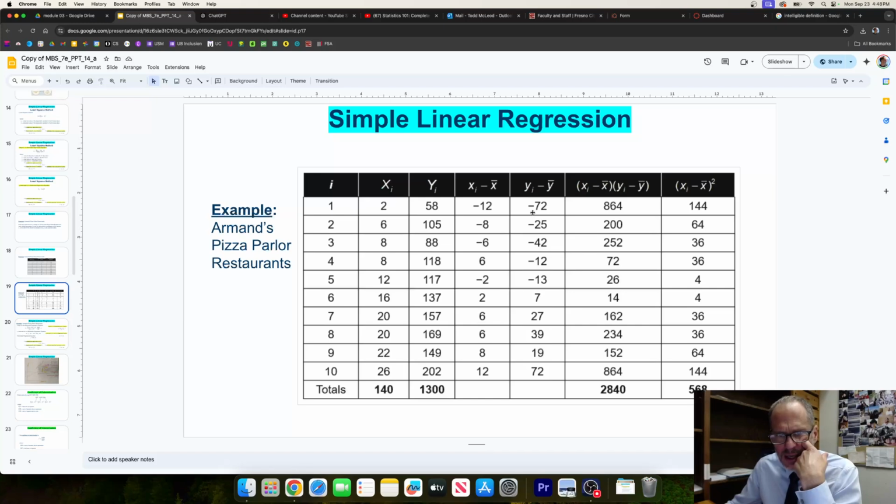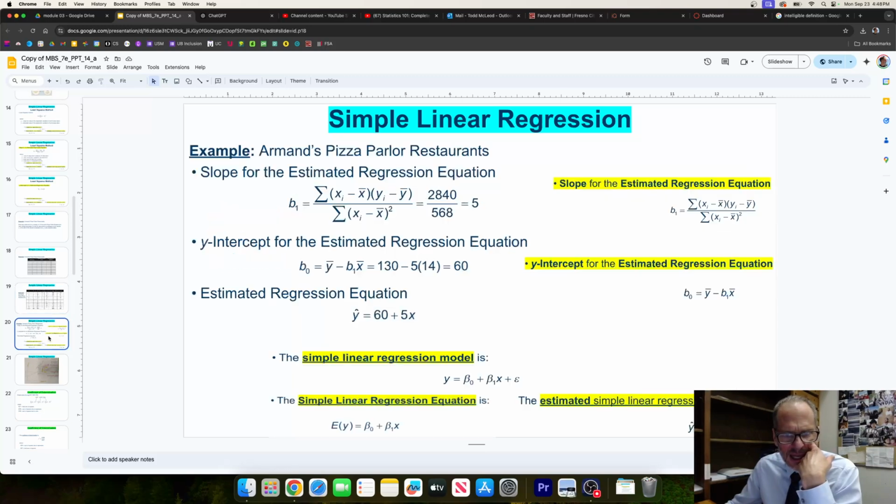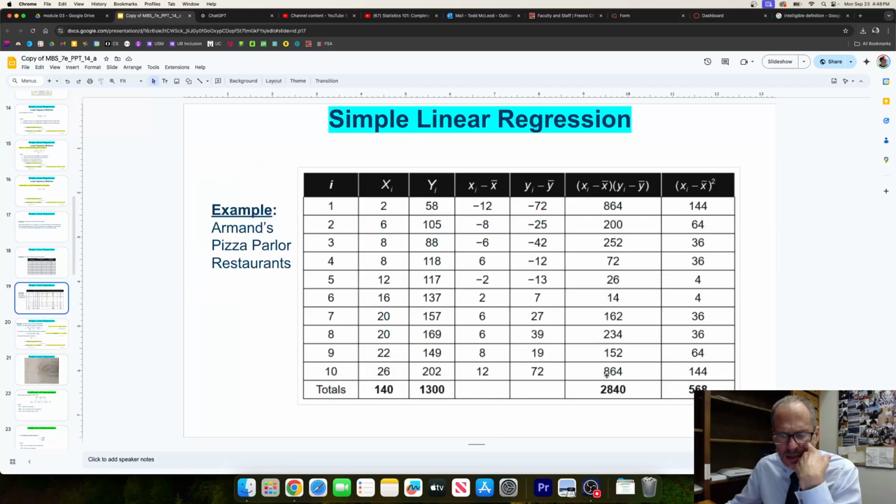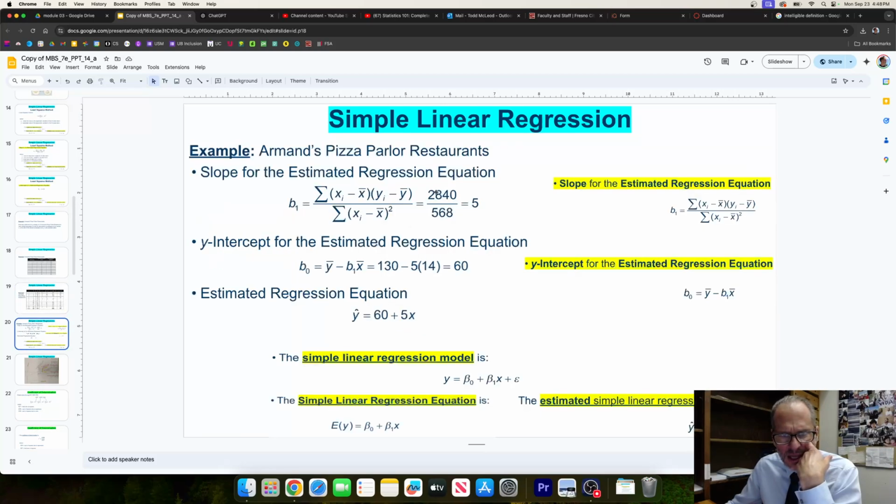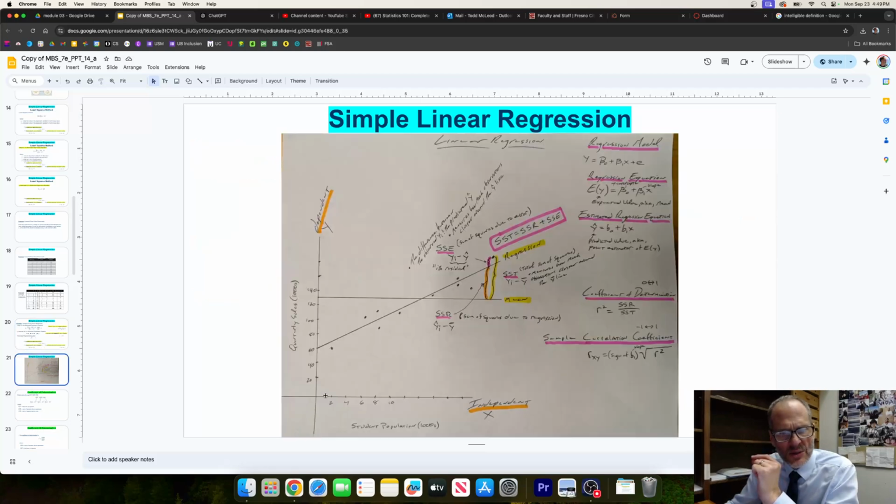And then we do that with y. So again, 58 minus 130 is going to be negative 72. Then we multiply those together, here's that one, and we also square it, here's that one. We get those totals. When we do all of that, 2840 and 568, we put them in that equation and we get 5. So our slope is 5, which means that for every increase of one student at a college, because that's our slope, when x goes up 1, sales go up $5.